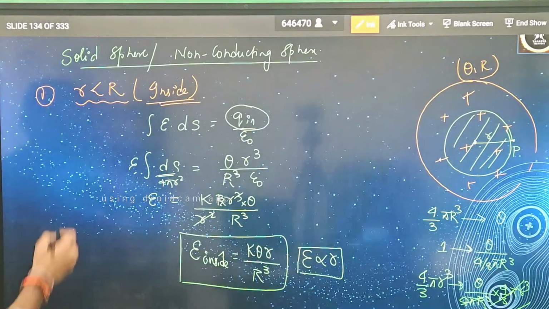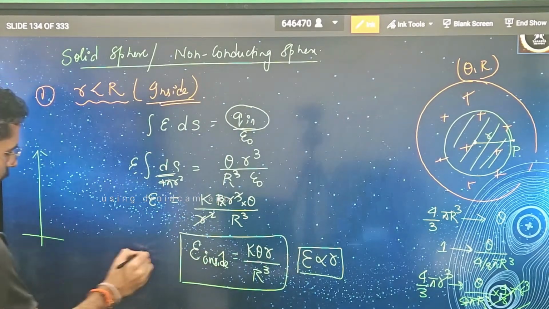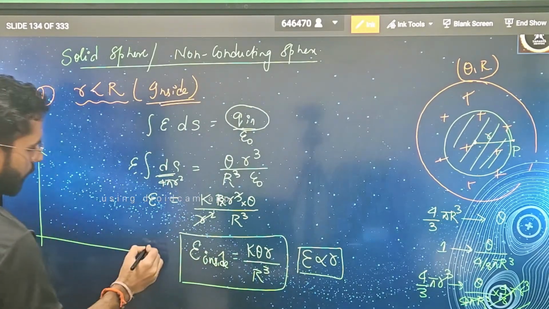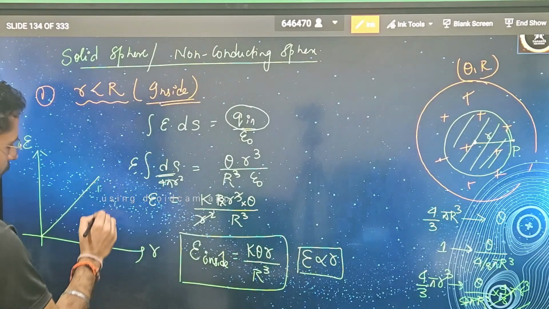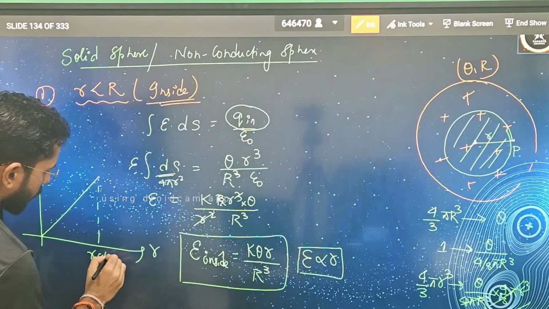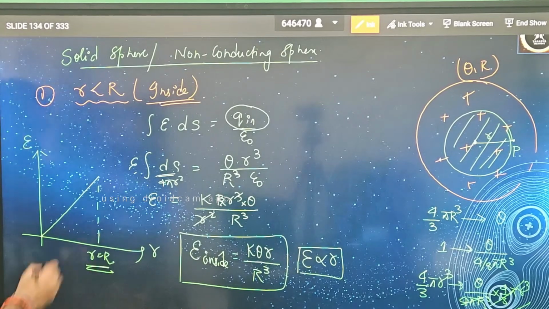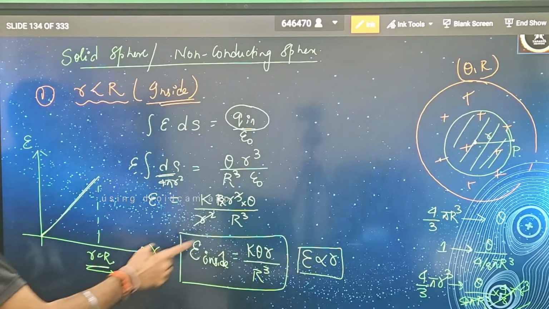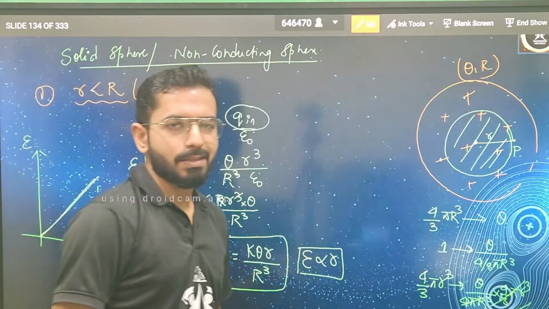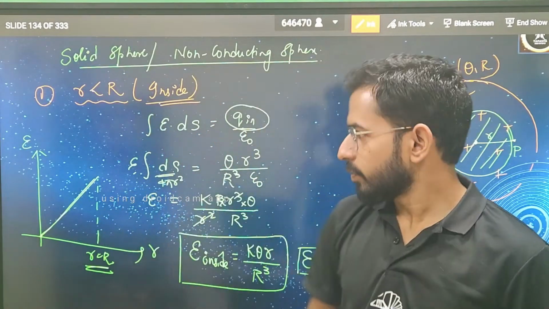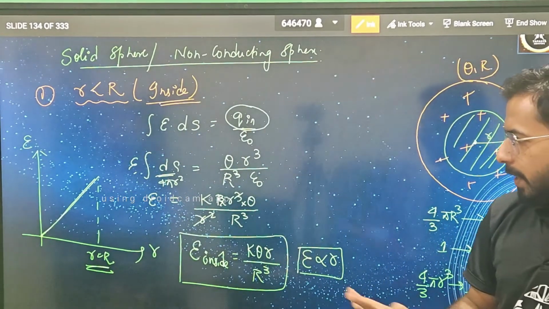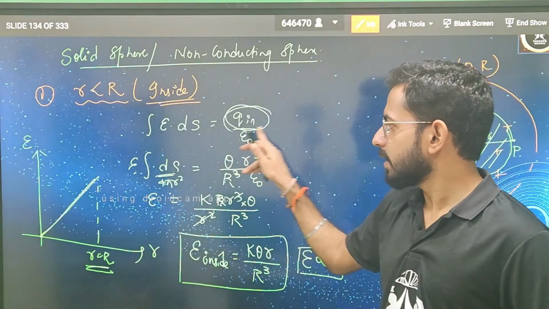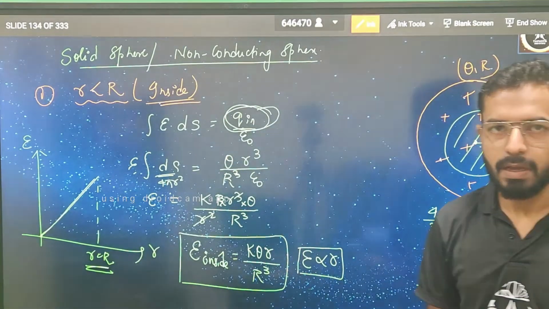That means what kind of curve will you get for inside point? If I draw a curve of electric field versus r, you will get y is equal to mx, till where r is equal to capital R, because it is directly proportional to r. This is the complete derivation for inside point. It is not difficult. It's important. What is the important part? How you are writing the net charge present inside, that is actually important.